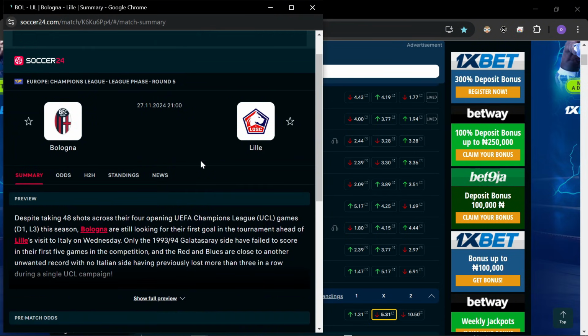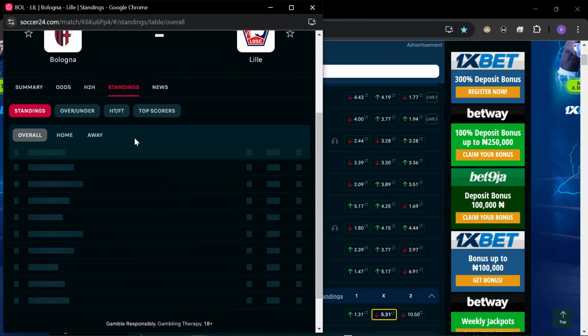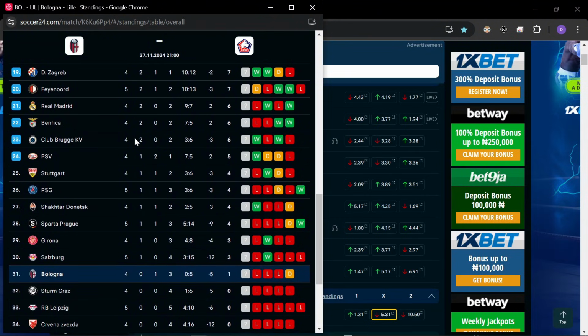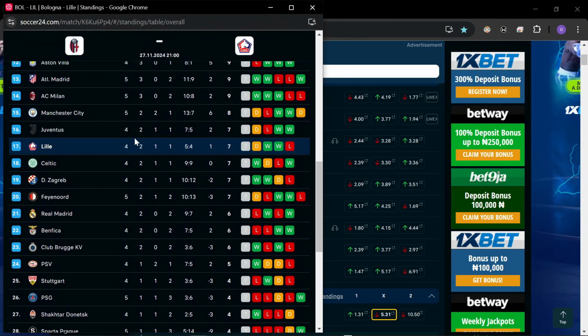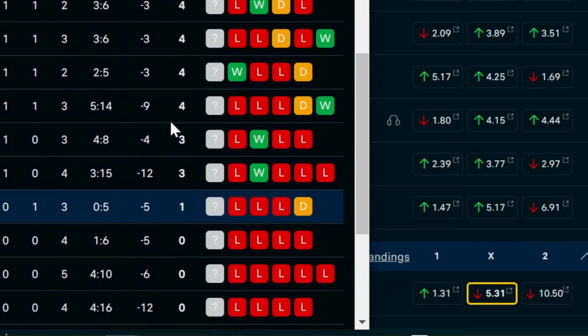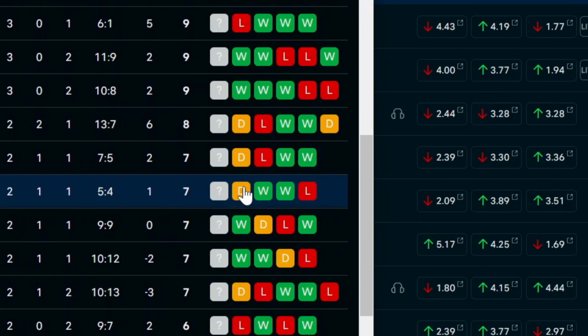Now, to analyze this game, you want to go to the standing and see what is at stake for these teams. From the standings, we can see that Lille is on top, 17 points, position 17 on the league, and Bologna is 31st on the league. Lost 3 matches in a row. These guys have won 2 and drawn their last match.